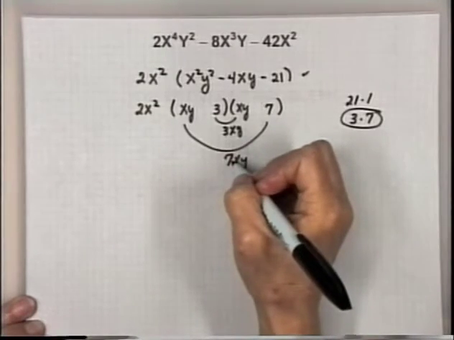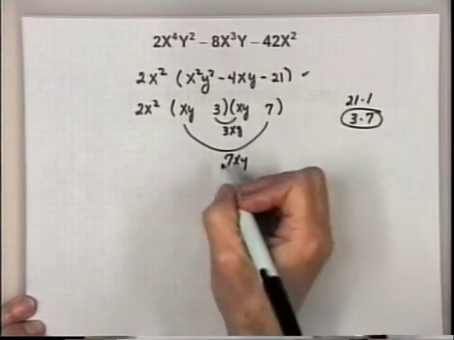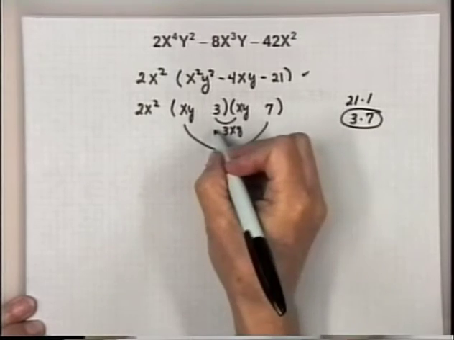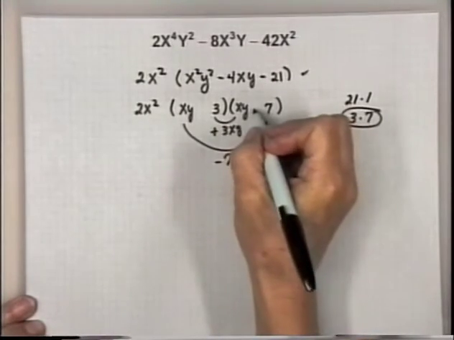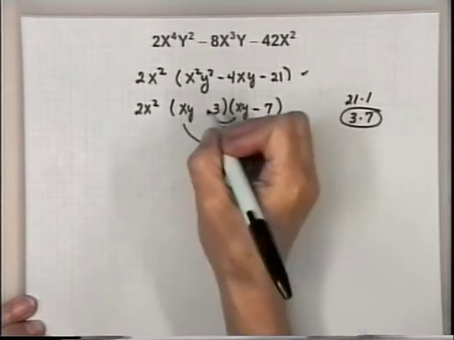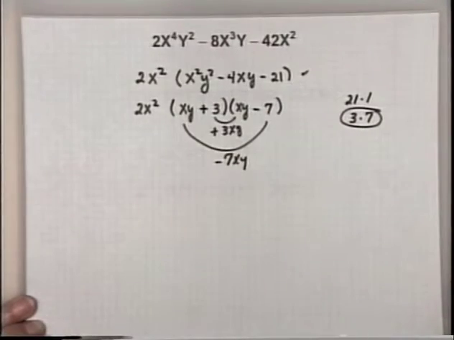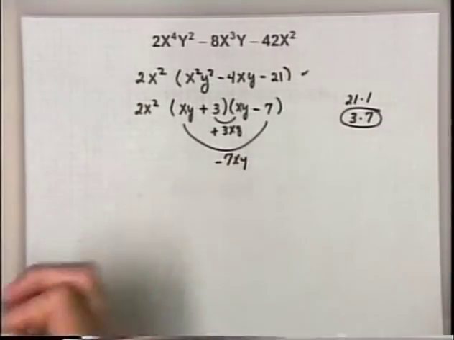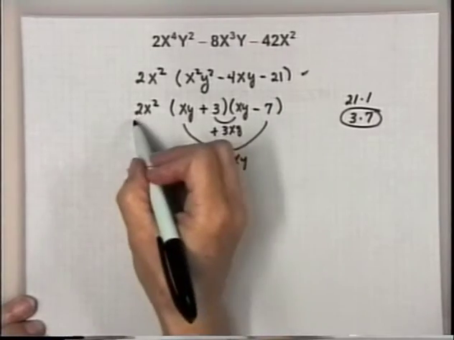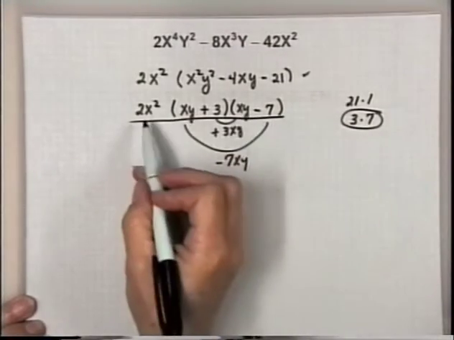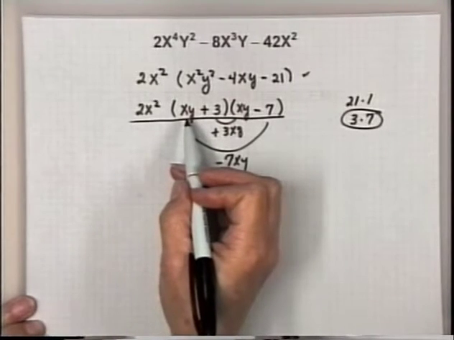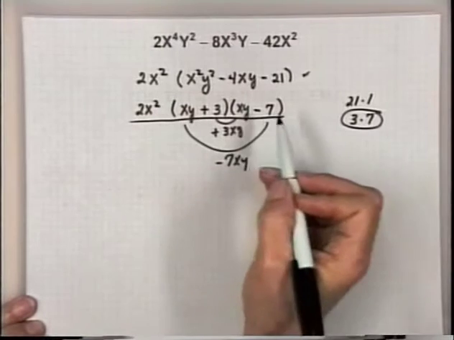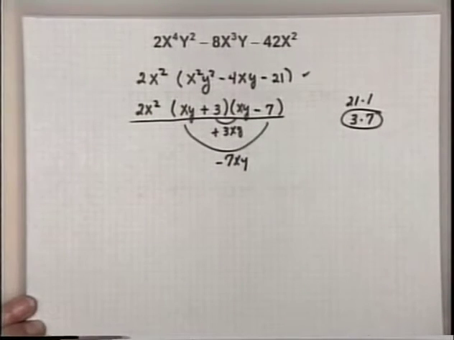With opposite signs, to get a negative 4, I need a negative on the 7 and a positive on the 3. That means my outside product needs to be negative, the inside product positive. And notice I do have my negative 21. So the complete factorization here is 2x squared, notice the monomial factor, times the factor xy plus 3 times the factor xy minus 7.